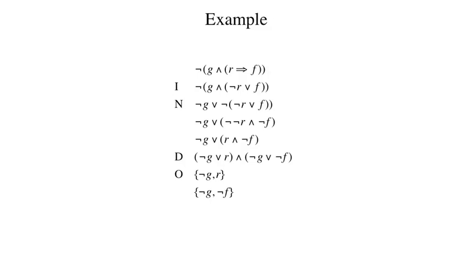First, we distribute the negation over the conjunction. Then we distribute the negation over the disjunction in the second conjunct. And then we remove the double negative. In the D step, we distribute the OR operator over the AND. And finally, in the O step, we convert the two conjuncts to clauses. In this case, we end up with two clauses, each with two literals.